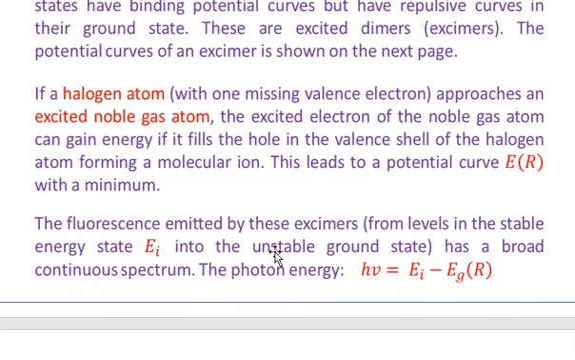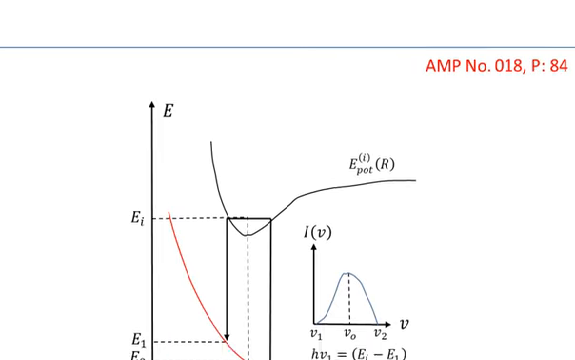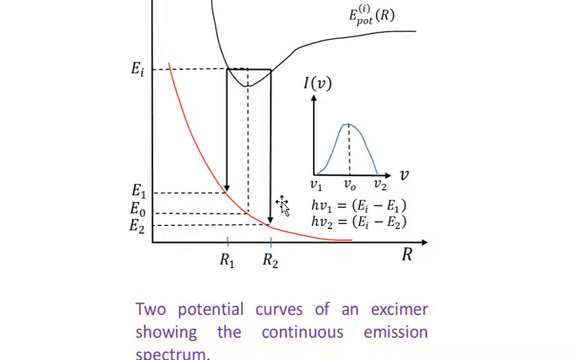The fluorescence emitted by these excimers from the levels in the stable energy state represented by Ei into the unstable ground state has a broad continuous spectrum. The photon energy h nu is equal to Ei minus Eg of R. This photon energy will have a continuous spectrum. For example, this continuous spectrum has been indicated with its lower limit h nu 1 and upper limit h nu 2.